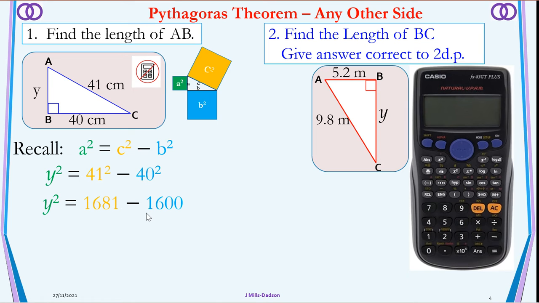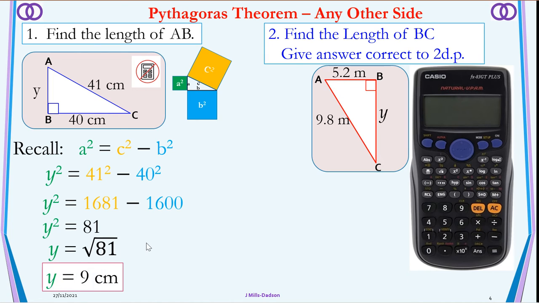So next line, work this out. Next line, find the square root on both sides. The square root will cancel out the square. So y squared becomes y, and the square root of 81 gives you 9.